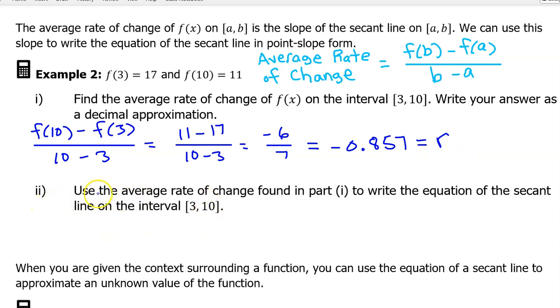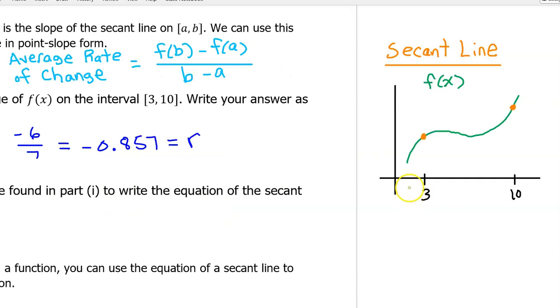Part 2. Use the average rate of change found in Part 1 to write the equation of the secant line on the interval from 3 to 10. Quick side lesson. A secant line is a line passing through 2 points on a function. So the secant line on the interval from 3 to 10 would be the line passing through these 2 points. We are about to write the equation of a secant line like this.